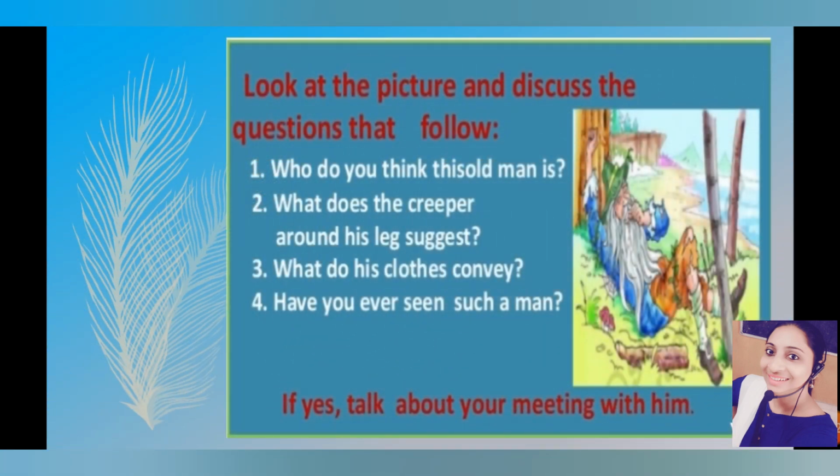Now look at this picture and let's discuss these questions that follow. Who do you think this old man is? Children, you can see the picture. Now can you tell me who is this old man? Yes, this old man is Rip Van Winkle.